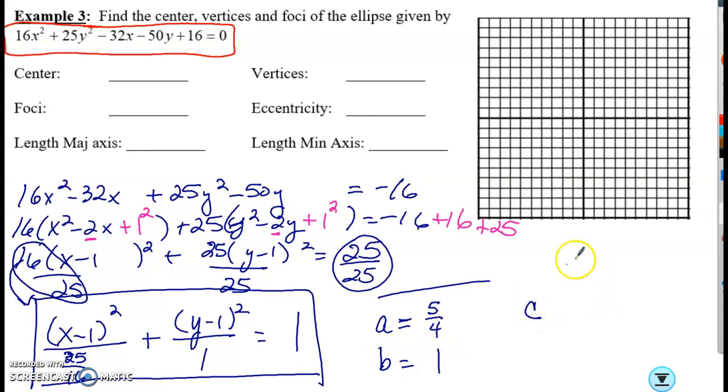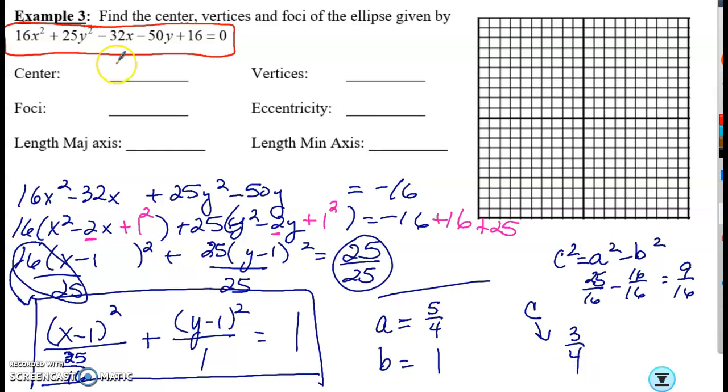And C is going to be C squared equals A squared minus B squared. So 25 over 16 minus 16 over 16, that's going to give me 9 over 16. And so my C value is 3 over 4. My center is H, K, which is 1, 1.